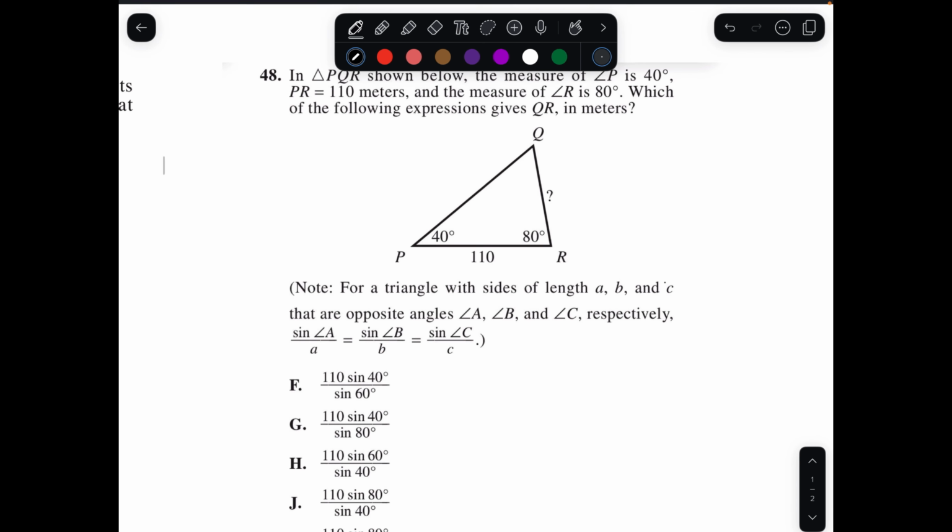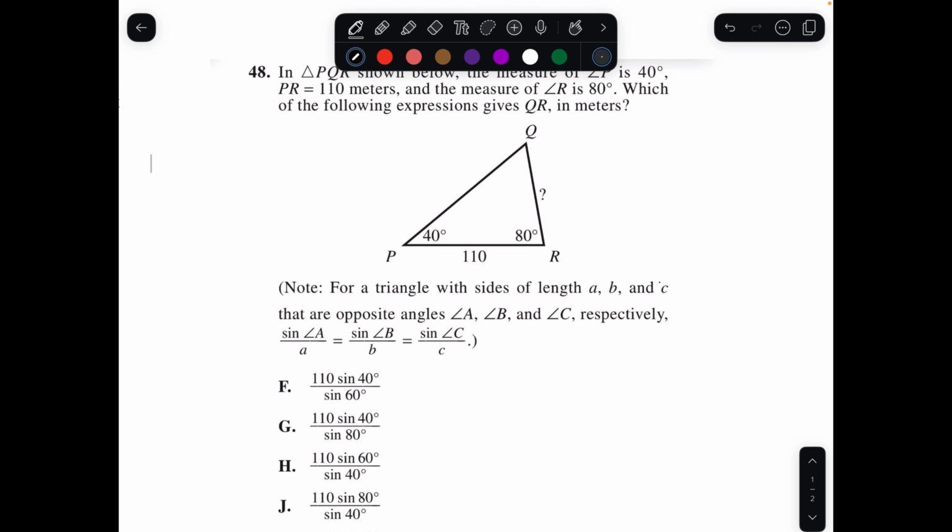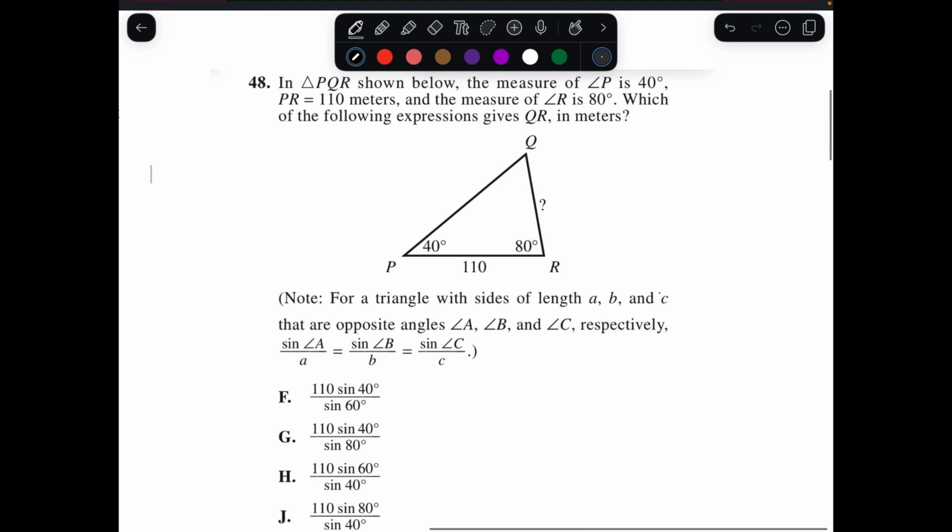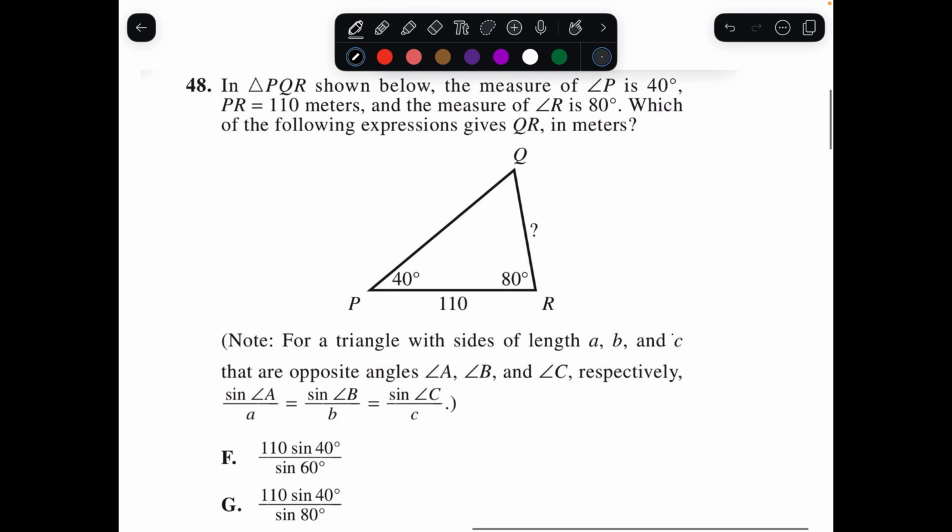On to question 48, which says triangle PQR shown below. The measure of angle P is 40 degrees, and PR equals 110 meters. And the measure of R is 80 degrees. Which of the following expressions gives QR in meters? So for this question, you have to use the law of sines.